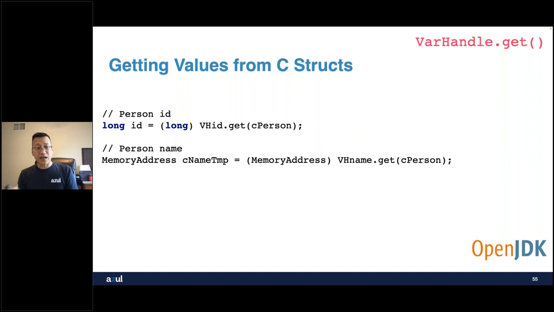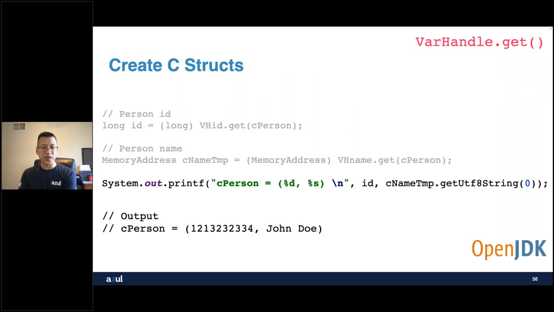So again, to get the values out using the var handles, you have to cast it. So here you're returning the long that was inside of that memory segment. And the name, you can get it, but you have to cast it to a memory address. So it's really an address in memory, and it's where it's pointing to. And again, that convenience method off of the memory segment or the memory address, the C name temp, you call the get UTF-8 string with zero offset, and it will return that string, and you don't have to know how long it is. So you've taken what was in the native world in a C string, and you've returned it from a struct into the Java world, and then you're outputting it, and you see it there.